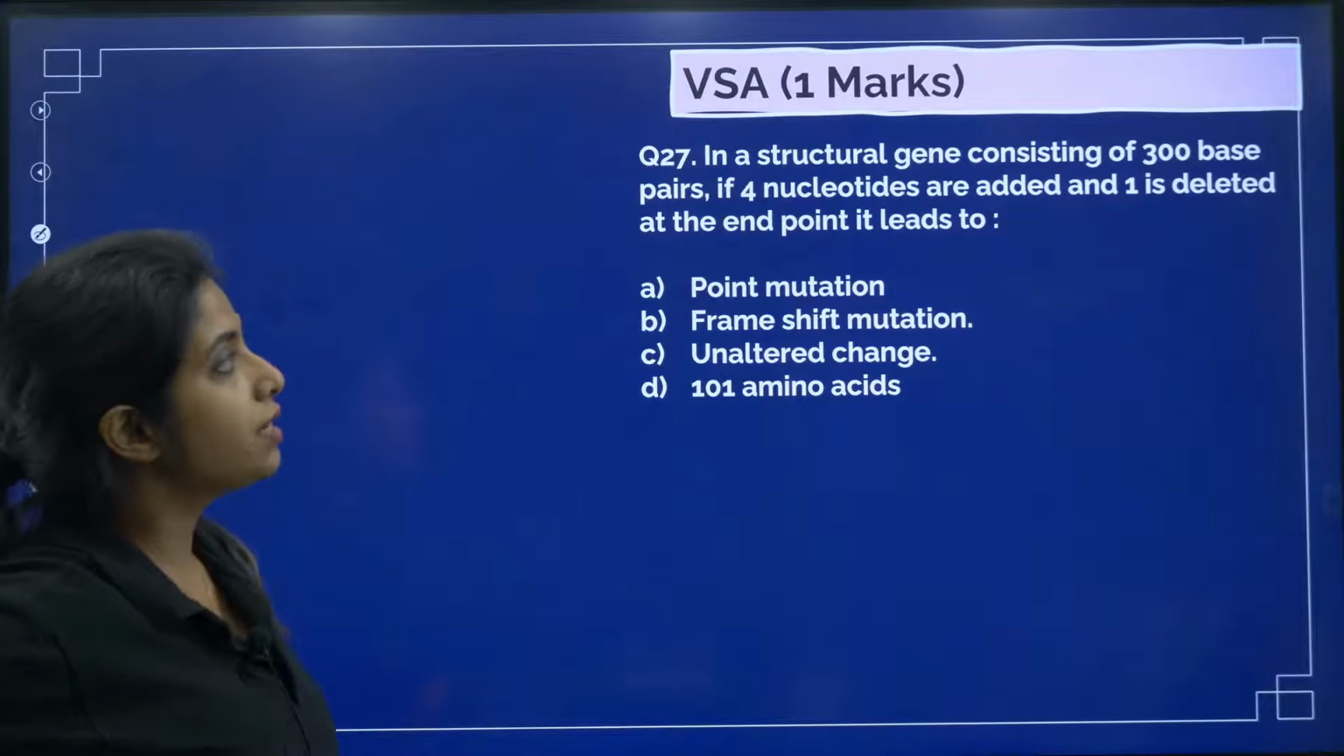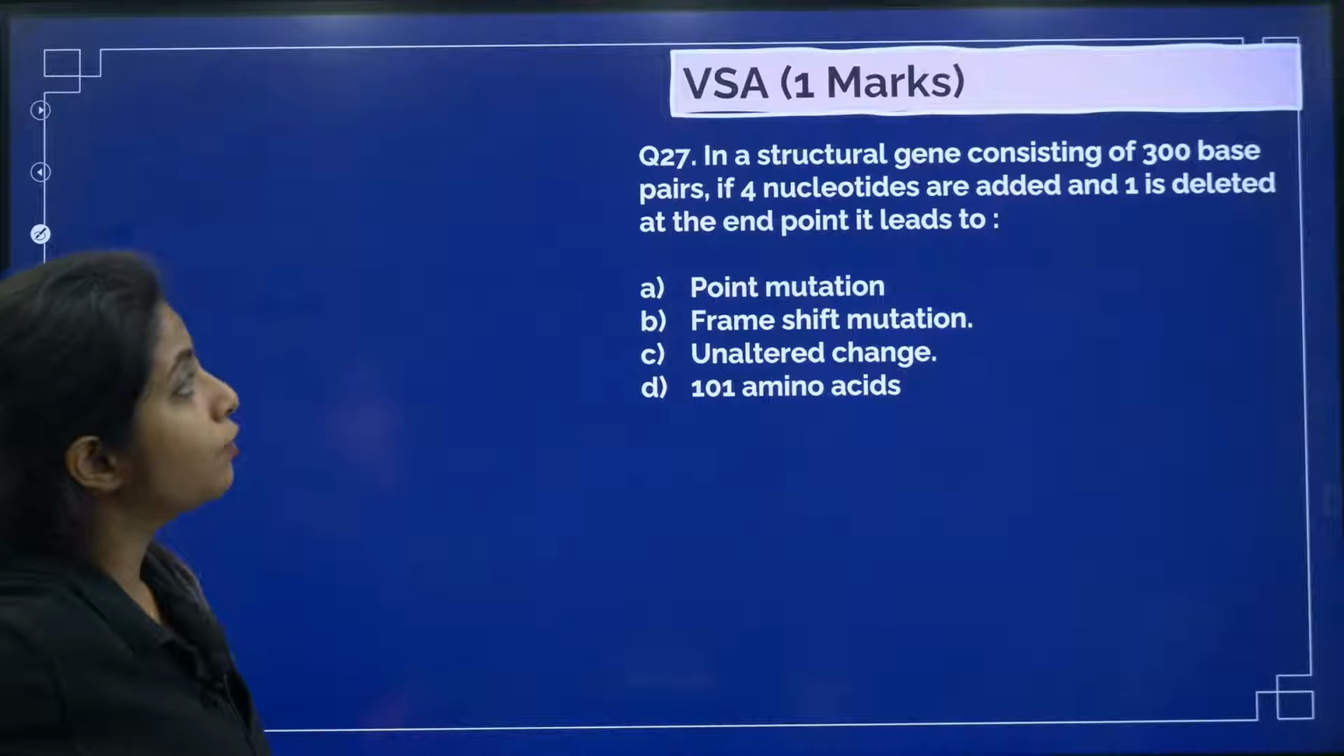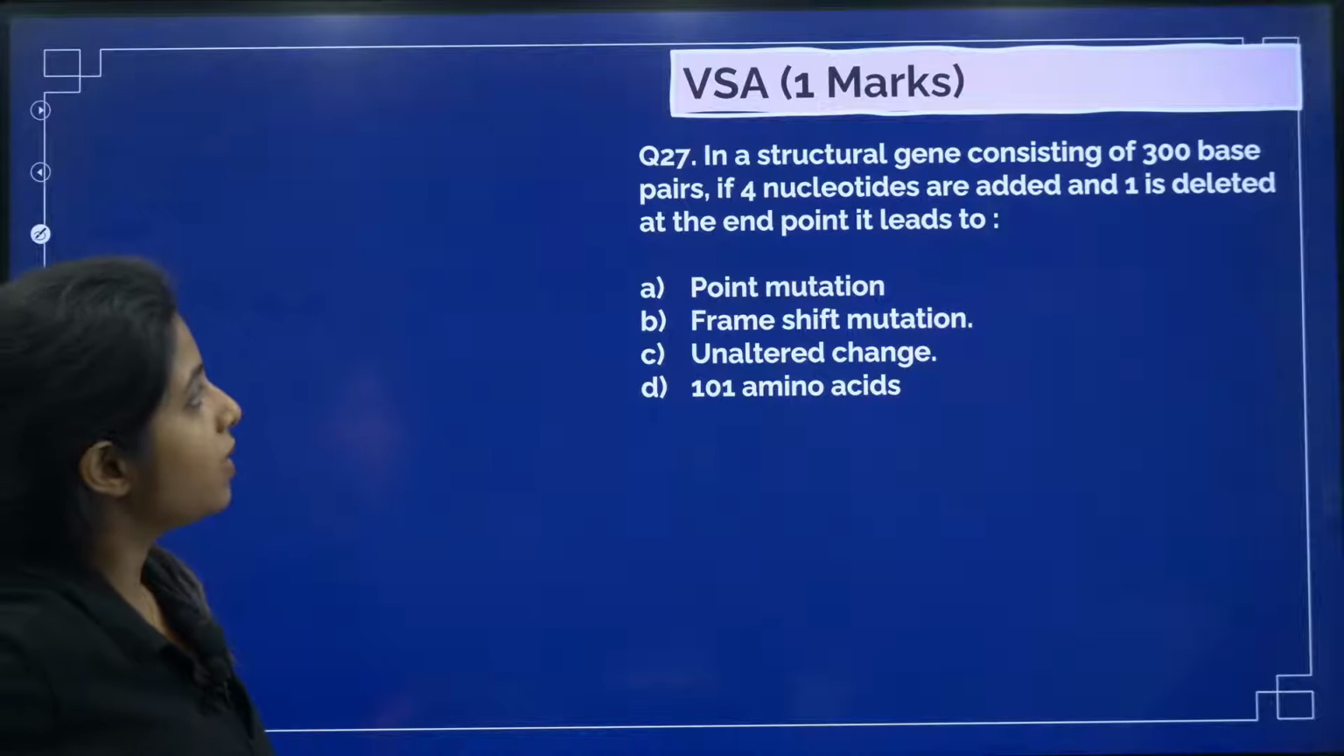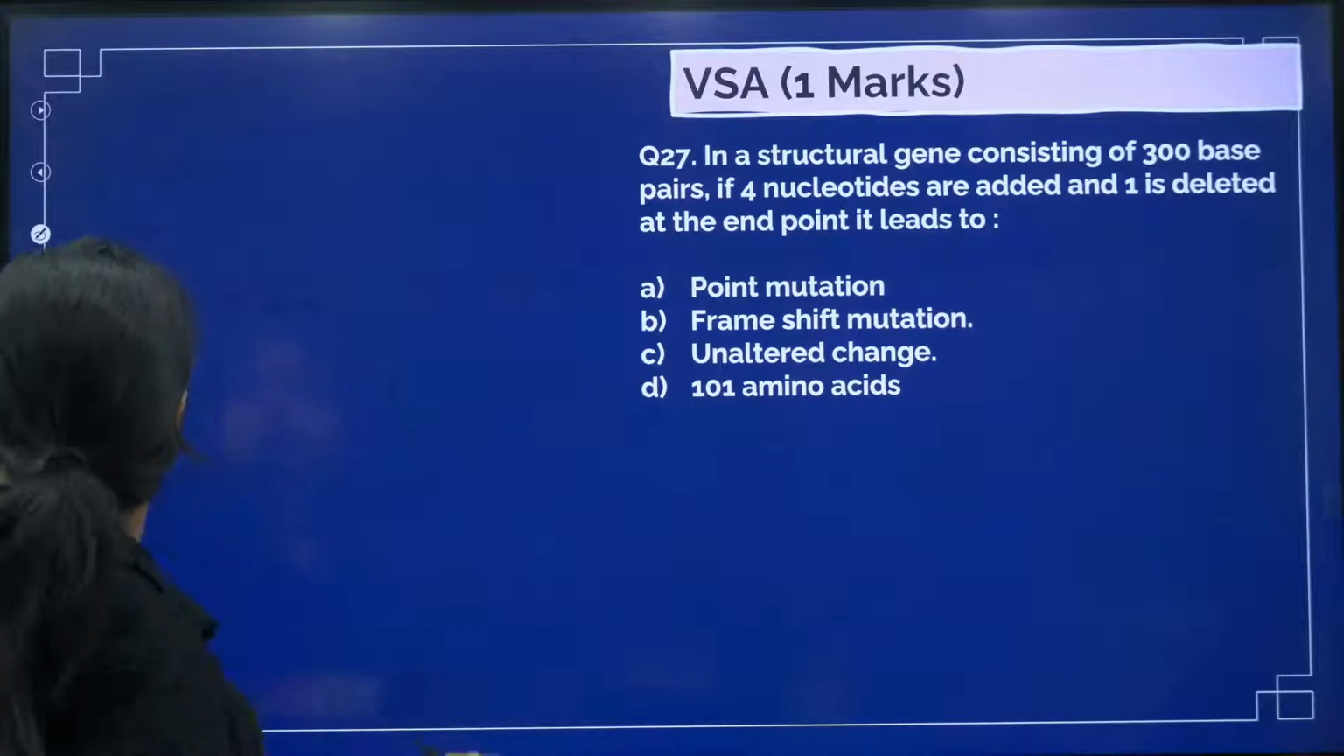In a structural gene consisting of 300 base pairs, if 4 nucleotides are added and 1 is deleted at the end point, it leads to what?